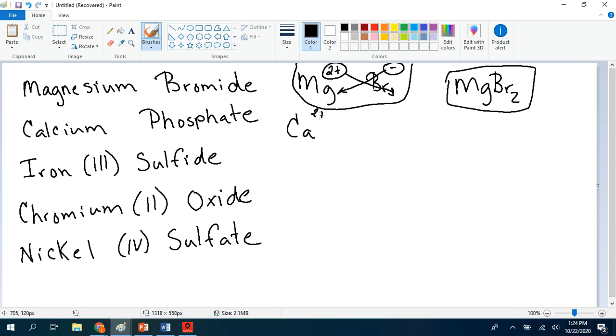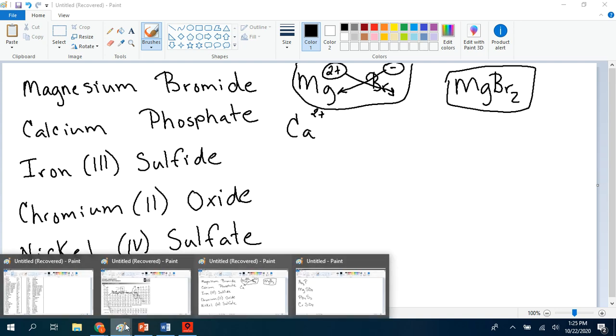So 2+. Then we have phosphate. If it ends in ATE, that's a clue that it probably didn't come off the periodic table. See, bromide ended in IDE, and you'll remember we changed the second one on the periodic table to IDE. Well, that's what happened. This one doesn't end in IDE. So that's your clue. You need to look for it on this other sheet.